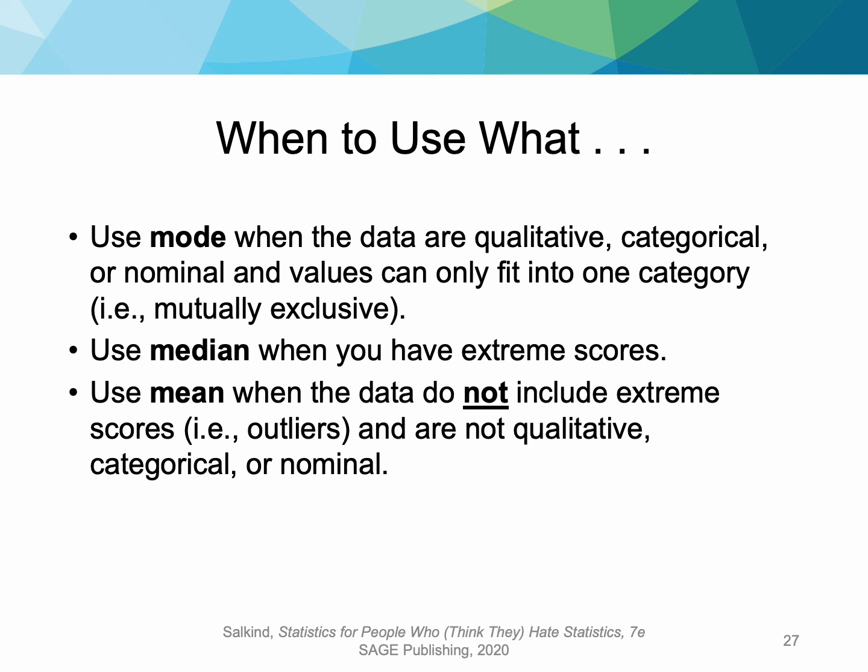When to use what? You use mode when the data are qualitative, categorical, or nominal, and values can only fit into one category. Keyword here being mutually exclusive. You use median when you have extreme scores, and you use mean when the data do not include extreme scores such as outliers and are not qualitative, categorical, or nominal. If you have qualitative data, you will use mode. If you have quantitative data, most likely you will use the mean or the median.